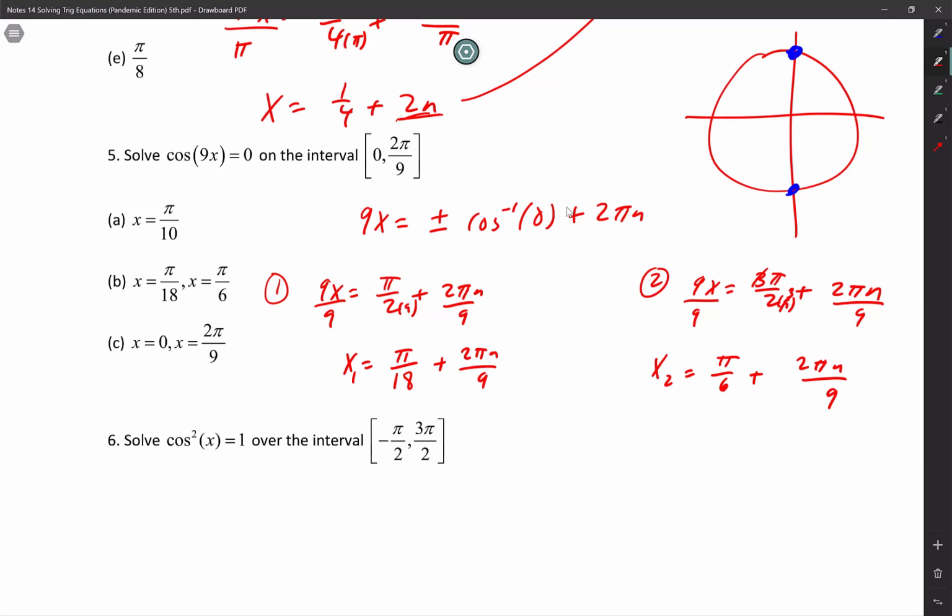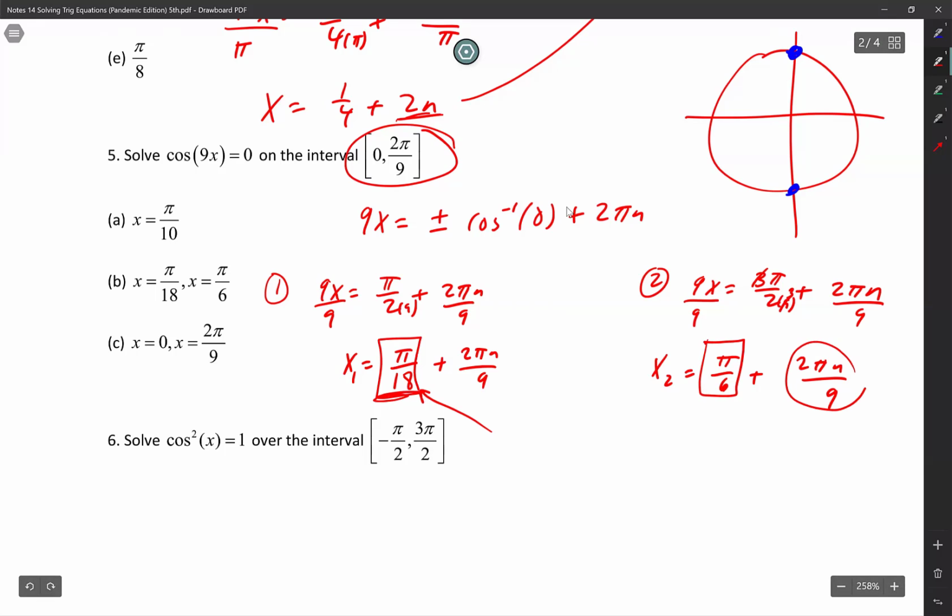And now I'm going to get answers. So what are my answers? Notice the domain is between 0 and 2 pi over 9. So if I have 1/18 of pi, that definitely is between 0 and 2 pi over 9. I cannot add 2 pi over 9 to it because it would take me outside the domain. So one answer is this pi over 18. And then 1/6 of pi is a smaller number than 2/9 of pi, so this is another answer. I definitely cannot add 2 pi over 9 because that would take me outside the domain. So it looks like these two are my answers: pi over 18 and pi over 6.